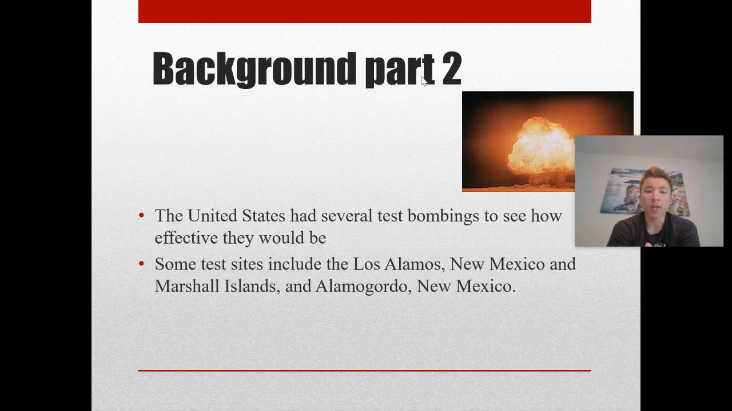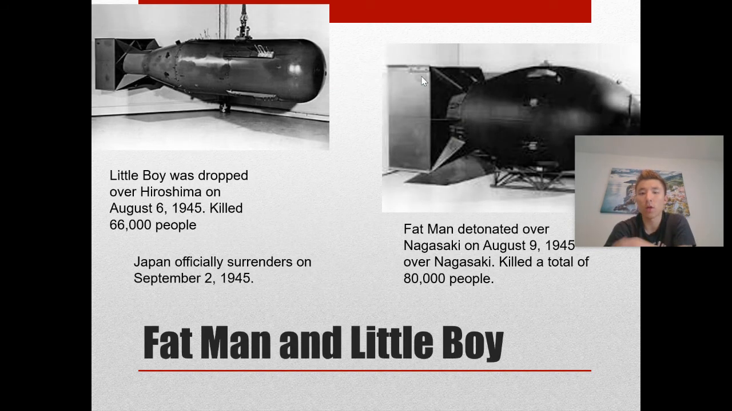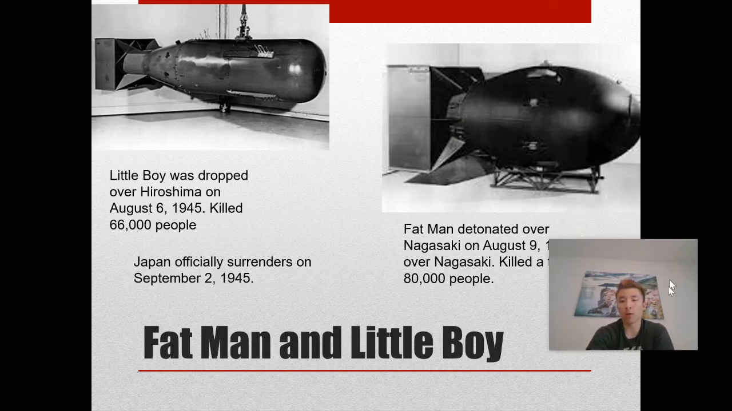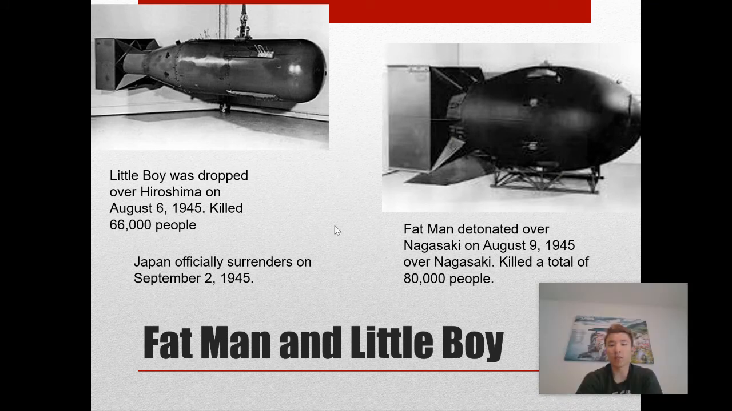So the United States conducted several test bombings to see how effective they would be. Some test sites included Los Alamos in New Mexico, Alamogordo in New Mexico, and then Marshall Islands out in the Pacific. And so the United States also tested how devastating the bombs would be on Japanese built style houses. So let me move my screen here a little bit so that we can get some of the details.